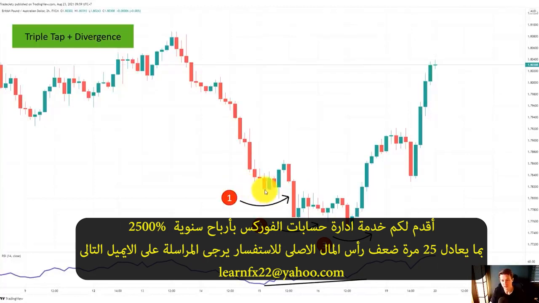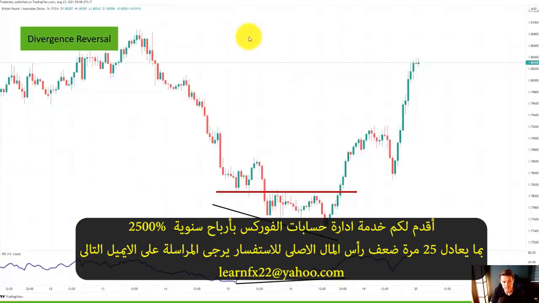So we have 3 consecutive lower lows, lower low, lower low, lower low. But each consecutive lower low is showing us that this downward pressure is fading, and there are not a lot of sellers anymore. And of course, we can put our RSI 14 period here on the chart, and the RSI will confirm that. Very often you will see a triple tap is also coming with a divergence. It's just the natural rhythm of the market with the lows and the highs and how the trend is progressing that you will often get a divergence with that. Here we have a divergence reversal.